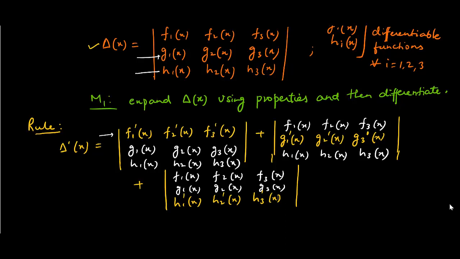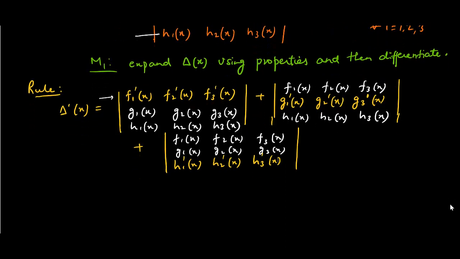Although I've discussed the method for row wise differentiation, the same analogy can be extended, we can also perform column wise differentiation. I've shown the differentiation of the first row, then second row, but you can also use column wise differentiation. There we will first differentiate the first column keeping the remaining columns same, plus differentiation of the second column keeping the remaining columns same, plus differentiation of the third column keeping the remaining columns same.